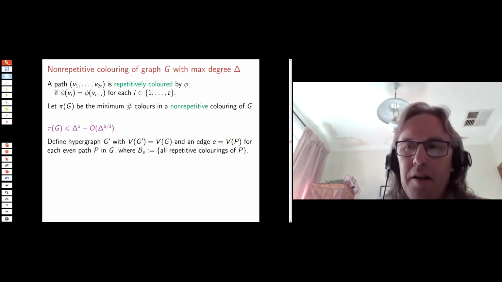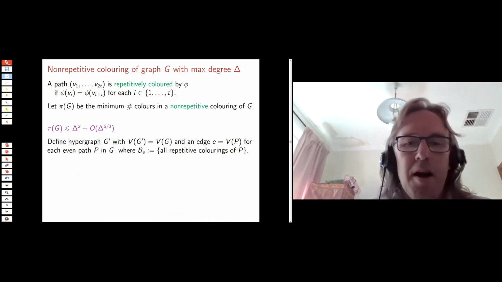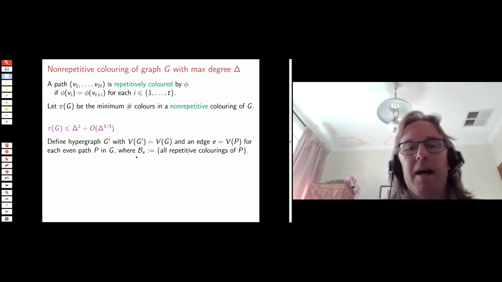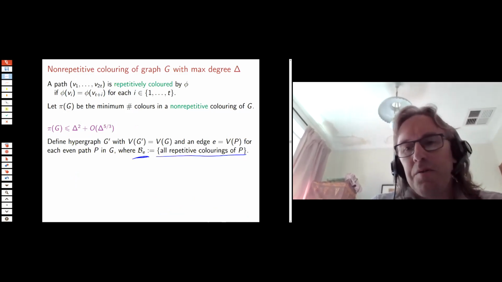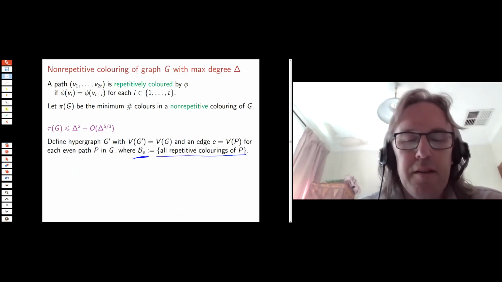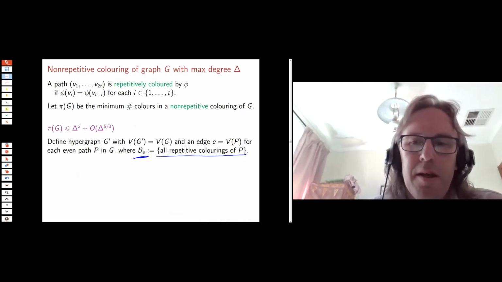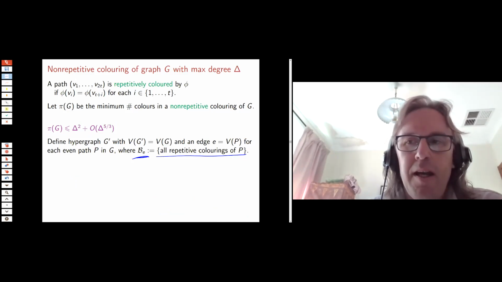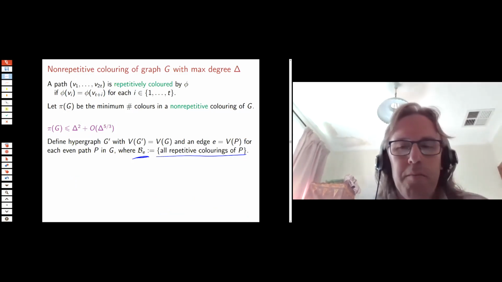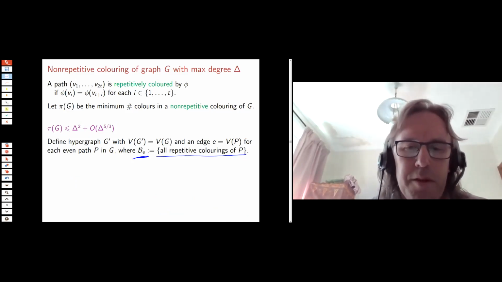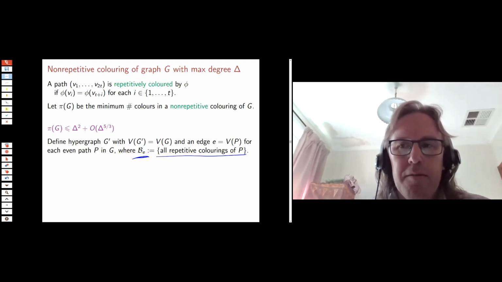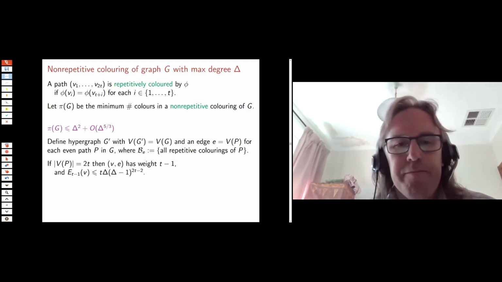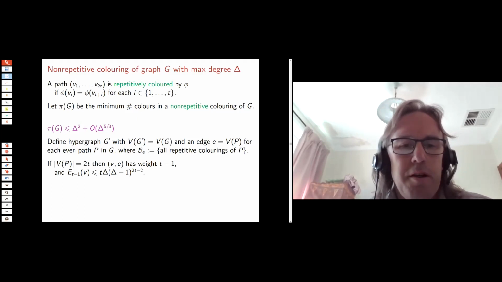You define the obvious hypergraph. G prime has an edge E for every path P with an even number of vertices, where the bad colorings for E is just all the repetitive colorings of the path. They're the things you want to avoid. Now, I emphasize that these paths are not of bounded length. They can have any number of vertices in there. They could be all the vertices of the graph. Still, you have to avoid repetitive colorings on Hamiltonian paths. But we can use our framework.